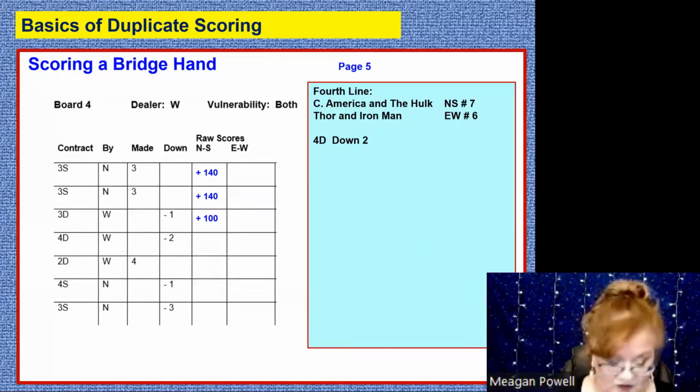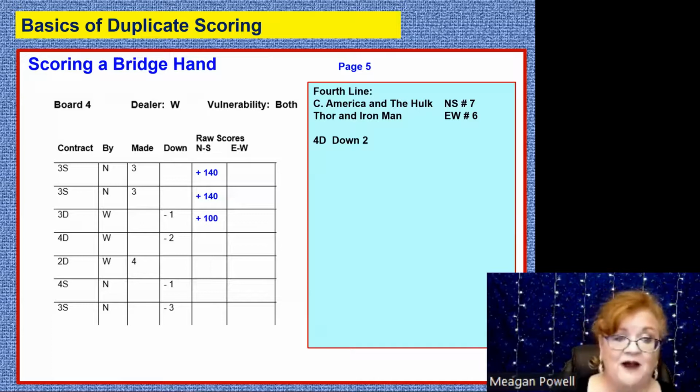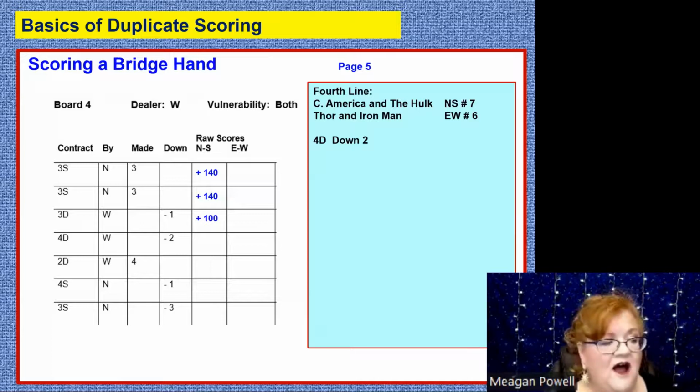All right, let's look at the next line. Well, for whatever reason, on this one, Captain America and the Hulk said, you know what? I'm not going to let North-South play in spades. I'll bet North-South went to 3 spades. And East and West said, I'm sorry, it's Thor and Iron Man who are doing this. East and West said, no, I'm not letting Captain America and the Hulk play in 3 spades. Iron Man and Thor, they went to 4 diamonds, East-West. And they didn't do well, did they?